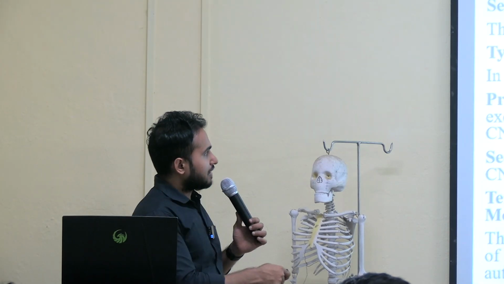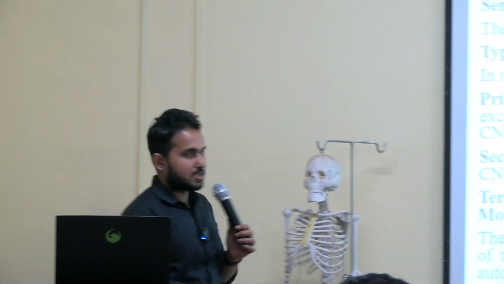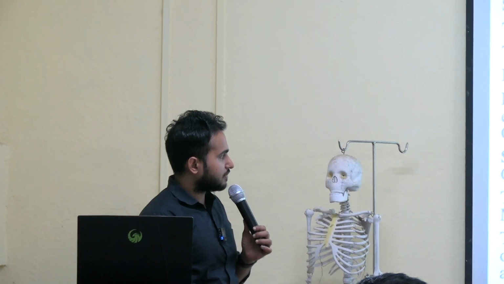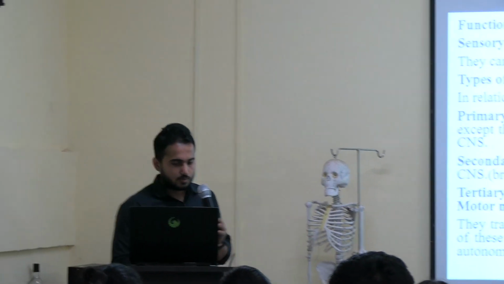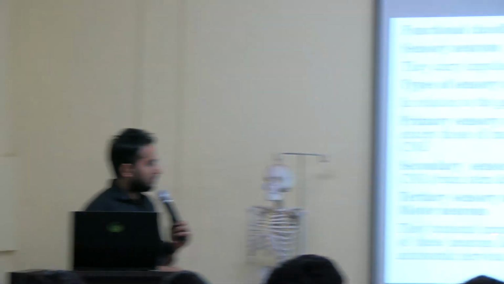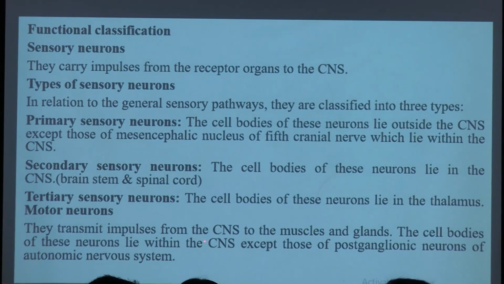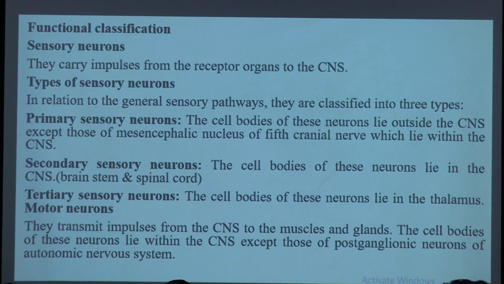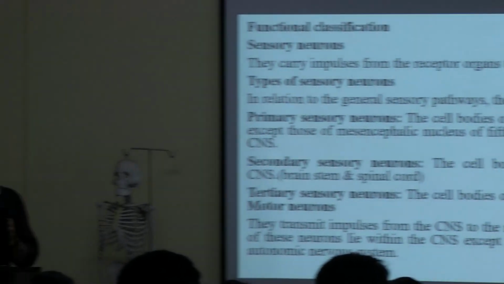So primary sensory will lie outside the central nervous system, secondary will be in the central nervous system, especially in the brain and spinal cord, and tertiary they are lying in the thalamus. Okay, next is the motor neurons. Now motor neurons, what it will do, just opposite of the sensory neuron. That means they will transmit impulses from central nervous system to the muscles or glands or any other organs. Okay, that is the motor neurons.